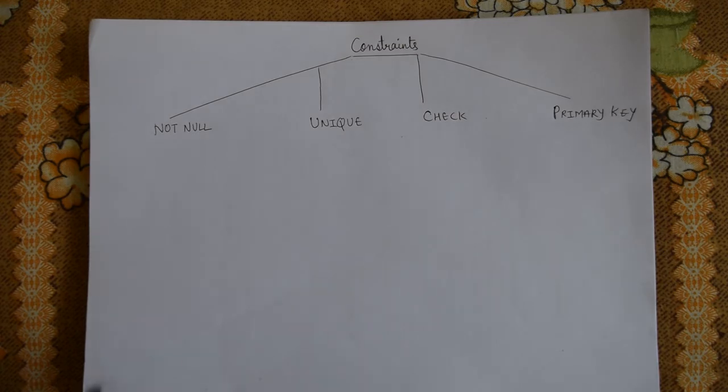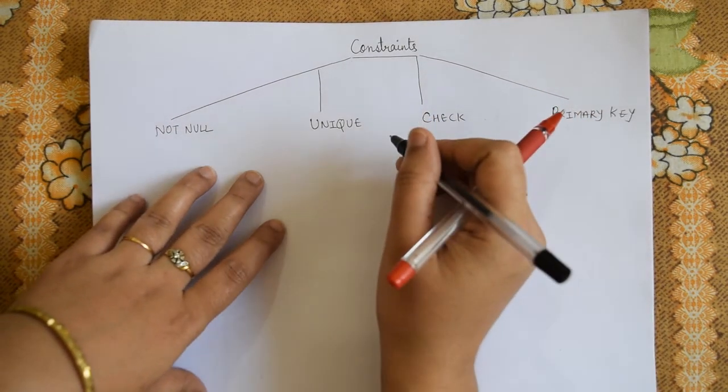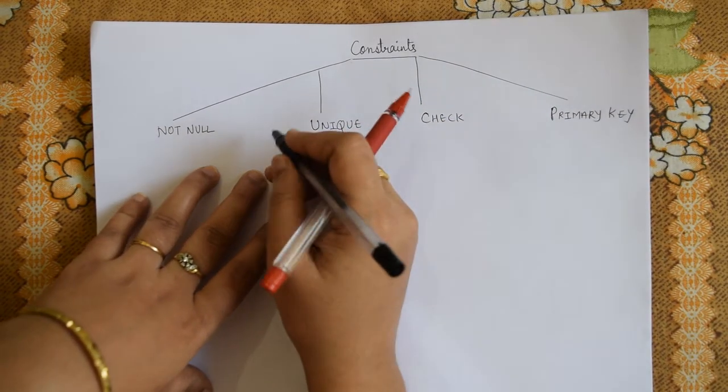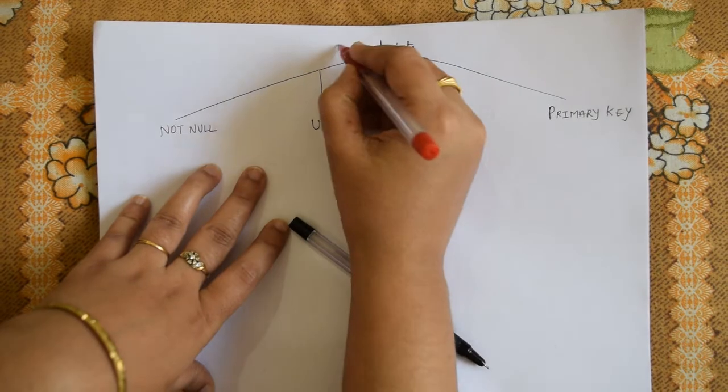In the series of database videos, last time we have seen how to create a table, a simple create statement with examples. Okay, so today I am going to explain constraints.